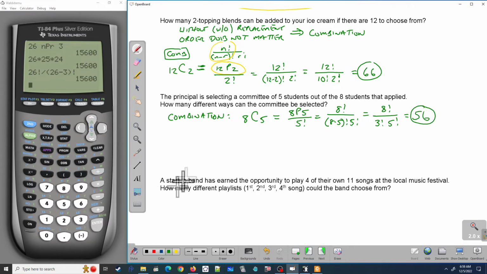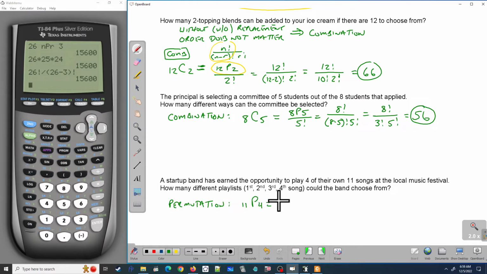Compared to down here, where it says a startup band has earned an opportunity to play 4 of their own 11 songs at the local music festival. They're creating a specific playlist of a certain type of order. The fact that there's order involved makes this a permutation. Are they going to start off with their best song? Are they going to save their best song for last? They have 11 songs. They're choosing 4 of them.